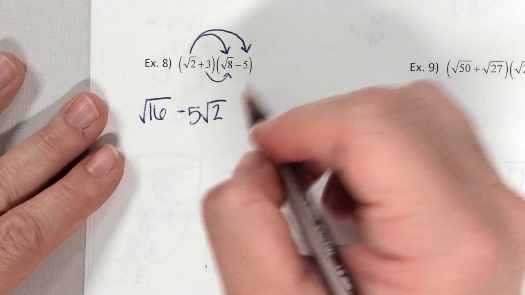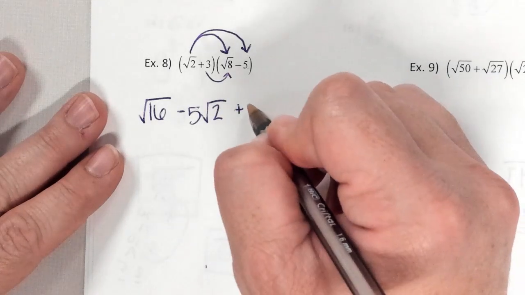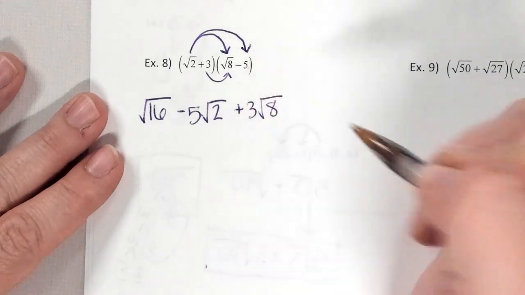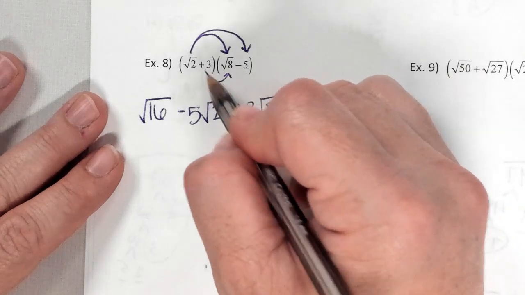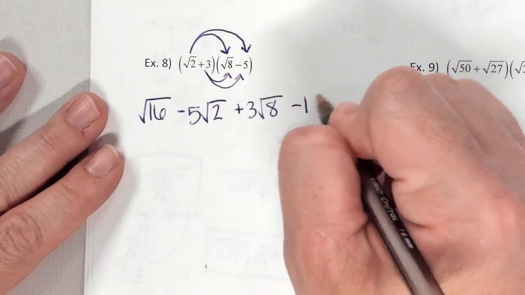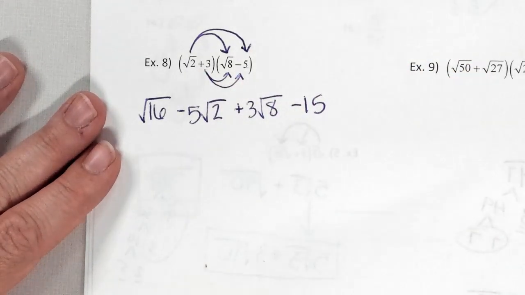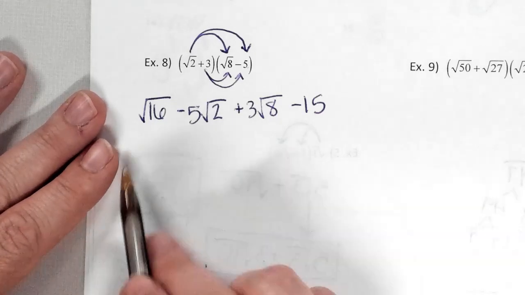3 times the square root of 8 is just 3 square root of 8. And 3 times negative 5 is negative 15. And those didn't have a house, so there is no house. Yes? Okay. Now, do any of these simplify?